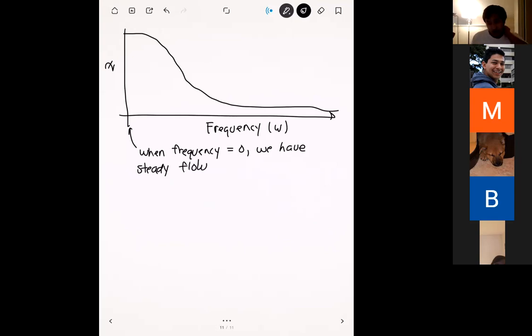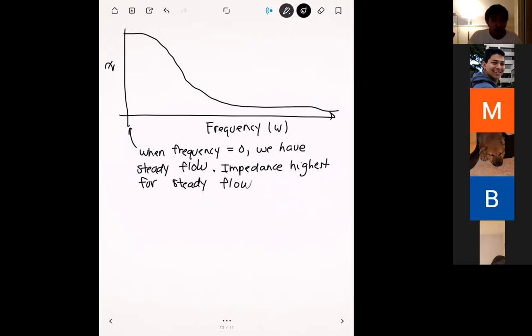And so, what this graph tells you is that when you have 0 frequency, that's when impedance is the highest, right? And when you have 0 frequency, that's called steady flow, okay? And so basically 0 frequency means that there's no oscillation in the flow waveform at all, okay? And so impedance is highest for steady flow.